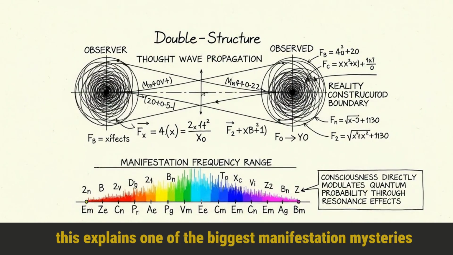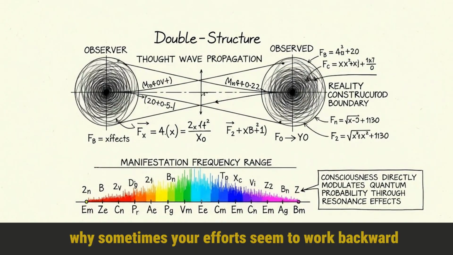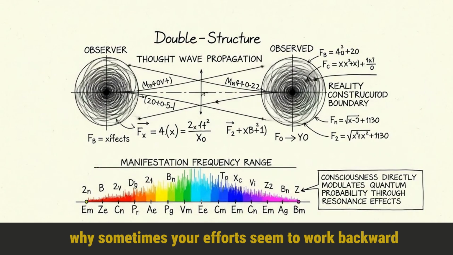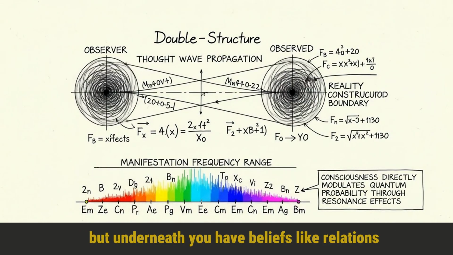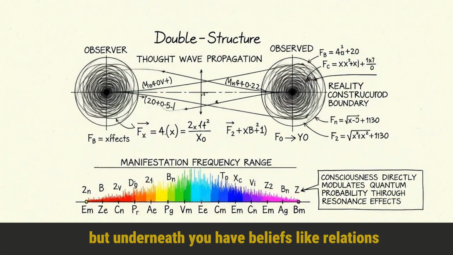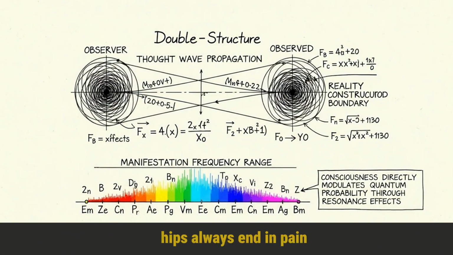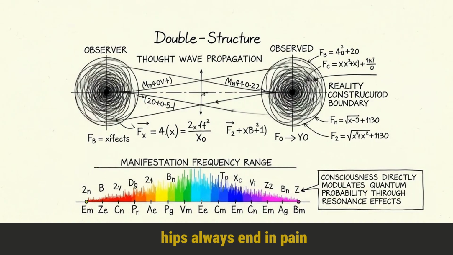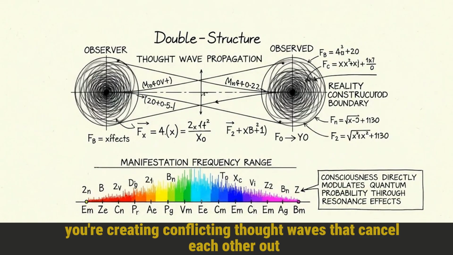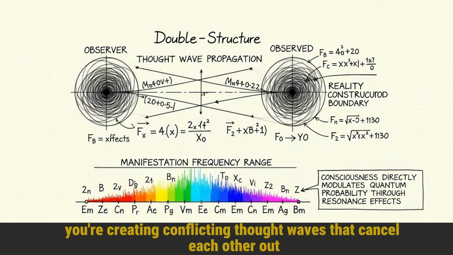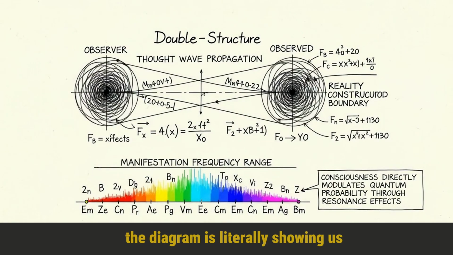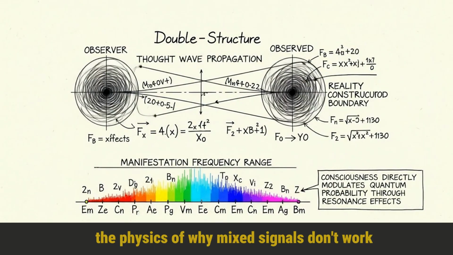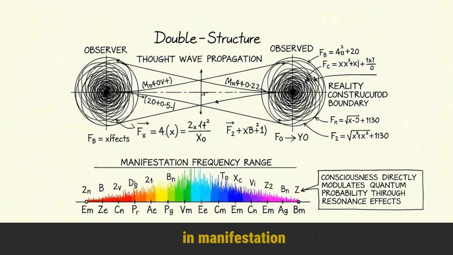This explains one of the biggest manifestation mysteries, why sometimes your efforts seem to work backward. If you're focusing on wanting a better relationship, but underneath you have beliefs like relationships always end in pain, you're creating conflicting thought waves that cancel each other out. The diagram is literally showing us the physics of why mixed signals don't work in manifestation.